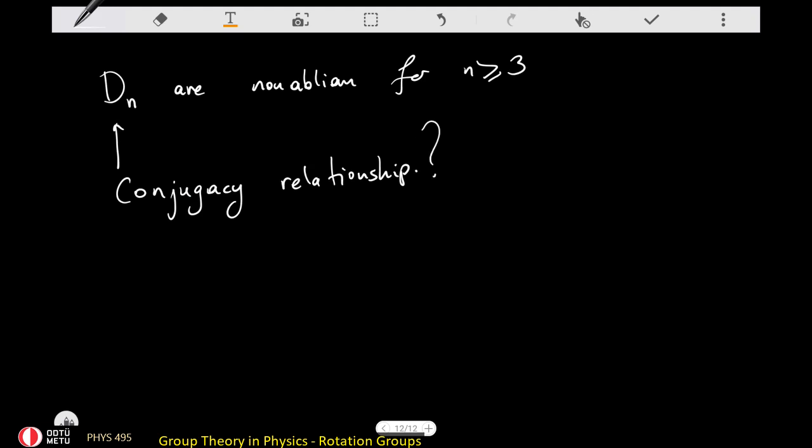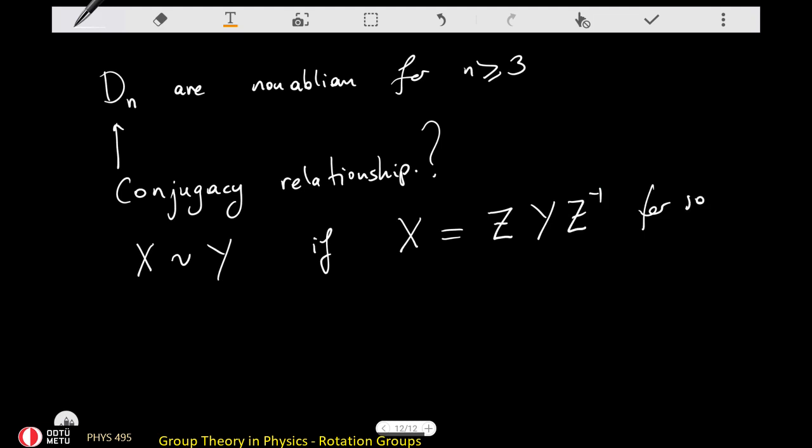So how do we describe the conjugacy relationship? Because it's not that simple. So I'm just going to say something about it in here. Let's show the elements by x and y. I'm not going to use j and r expressions in here. We say that x and y are conjugate, let me use this notation in here, sorry about that, if x is equal to z times y z inverse for some z in the group. Let's just remember this.